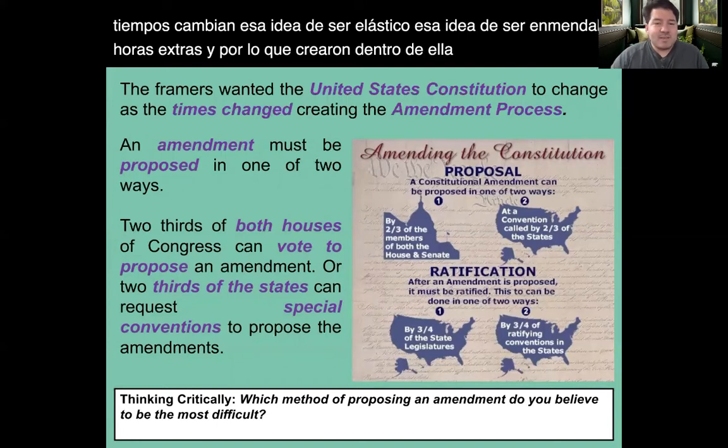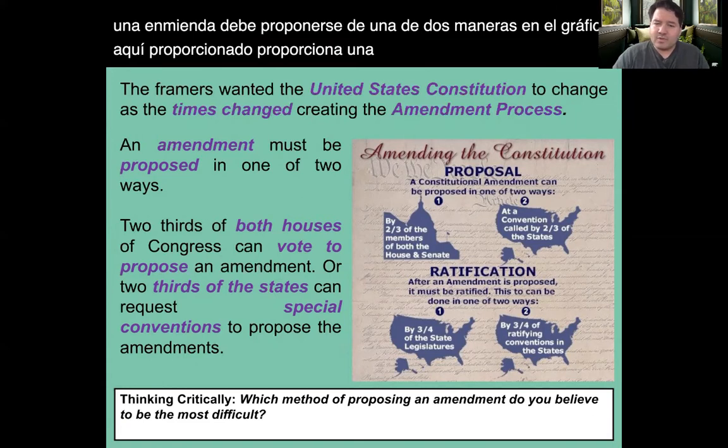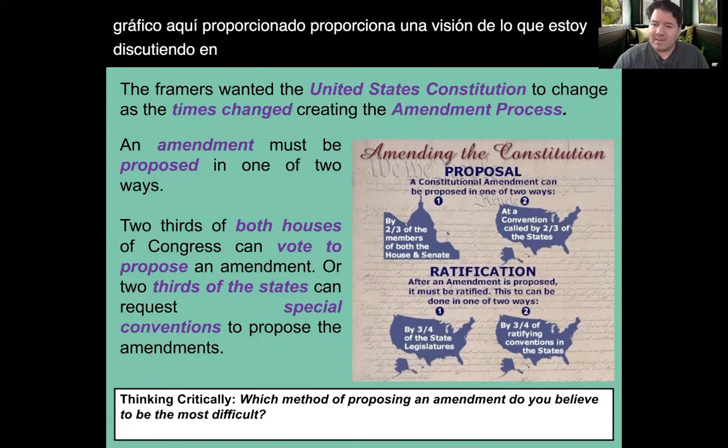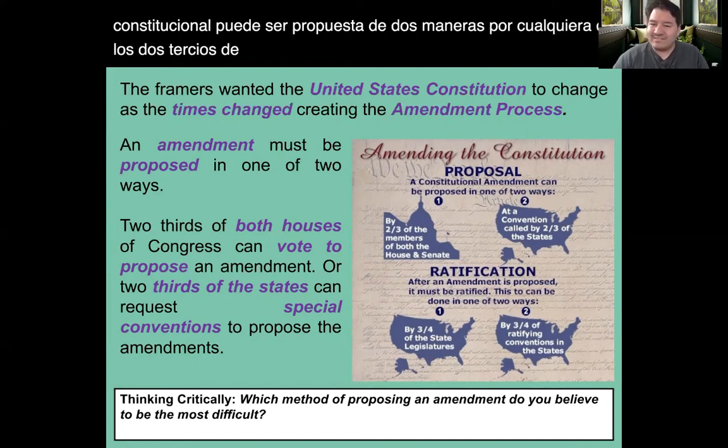An amendment must be proposed in one of two ways, and the graph here provides a visual of what I'm discussing right now. So the proposal, a constitutional amendment can be proposed in one of two ways, by either 2/3 of the members of both the House and the Senate, or a convention called by 2/3 of the states.